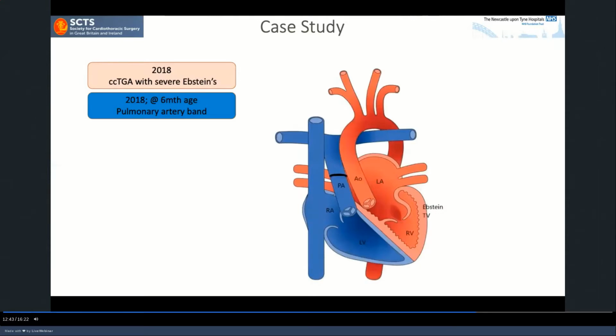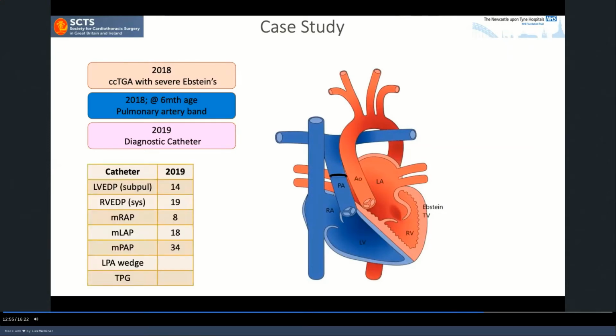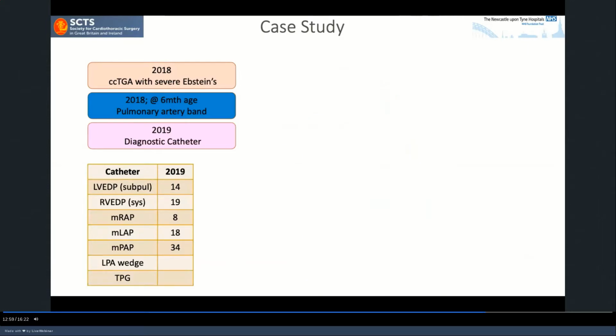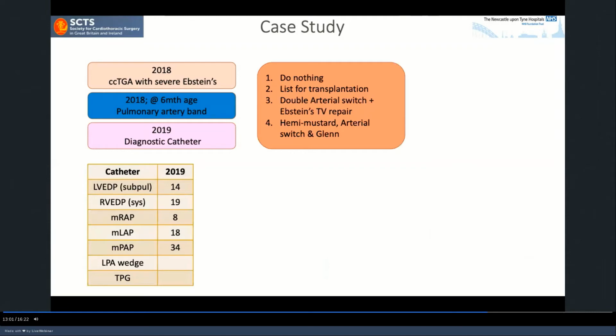The patient was quite stable for about a year, and then in 2019 they realized that the degree of regurgitation from the epsteinoid valve was worsening, and the RV function was also getting impacted. They performed a cardiac catheter in 2019, and the numbers at that point seemed reasonable. The decision then for the local team was whether to do nothing, list this patient for transplantation, or take a high-risk strategy to do one of the two surgical interventions listed here.